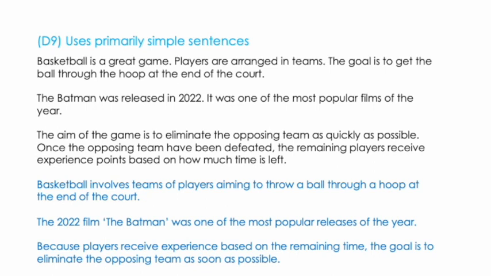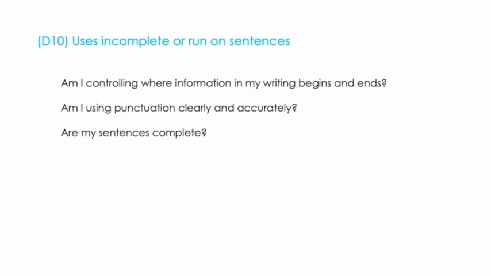The final piece reads, "Because players receive experience based on the remaining time, the goal is to eliminate the opposing team as soon as possible." By taking these 2 simple sentences and combining them into a complex sentence by using the word because, we've made a relationship between the information, and we now have a better understanding as to what motivates people to play the game. D10 refers to the use of incomplete or run-on sentences.